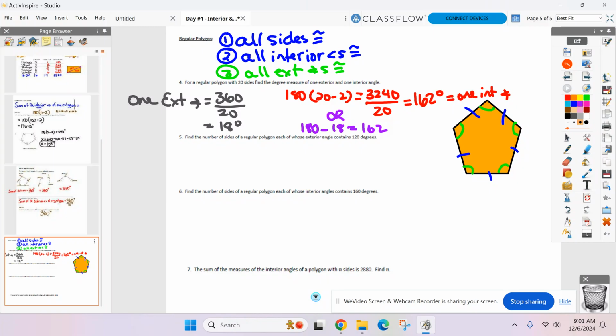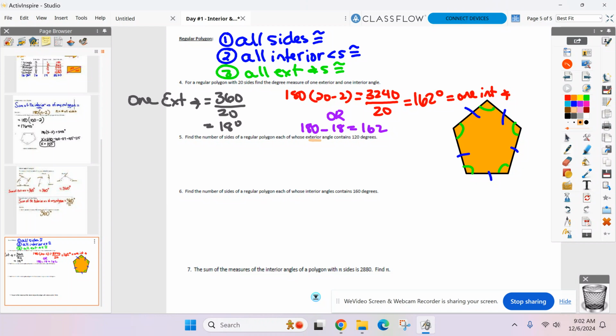All right, a little different now on 5. Now give me the number of sides. How many sides does a figure have if I know one exterior is 120? And I don't want you to guess and check. Like, oh, let's try 5. Let's try 6. Let's try 7. I don't have time for that business. One exterior is 120, and they're all the same. How many sides does it have?